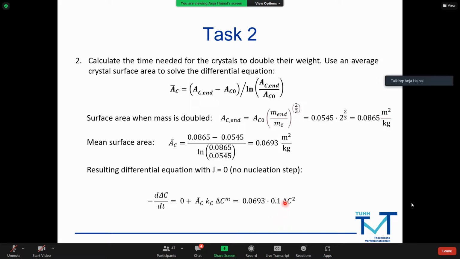times 0.1, which is our constant, times delta C, which is the concentration difference or our driving force, to the power of 2, which is the m. This is the exponent. I just want to mention in advance that this m, or this overall growth rate constant, does not always have to have the exponent 2. So when you're studying and want to prepare for the exam, try to solve the integral and practice your math when this is not 2. Your integral would look different.